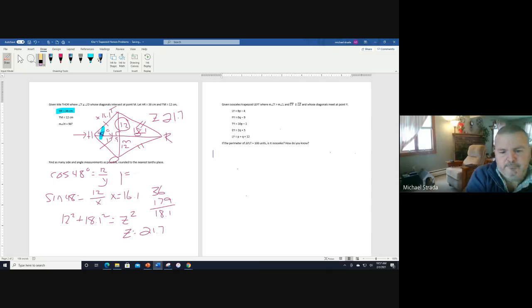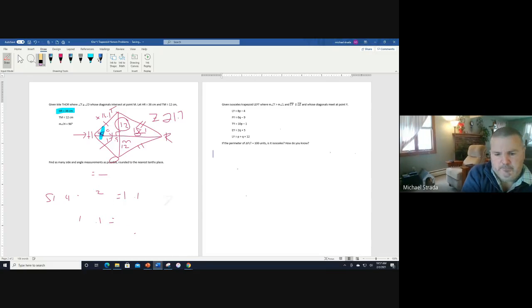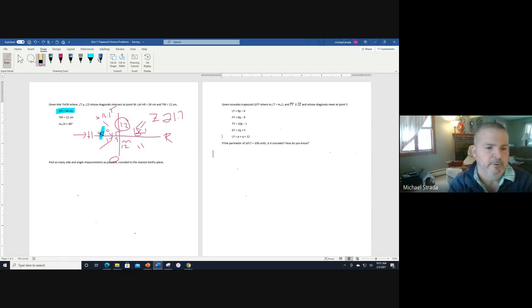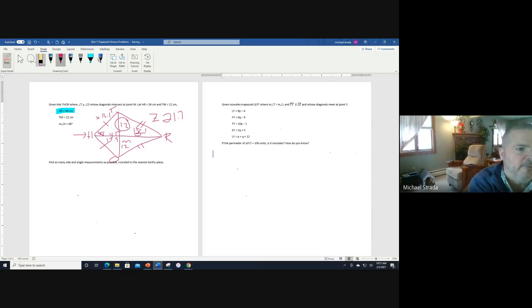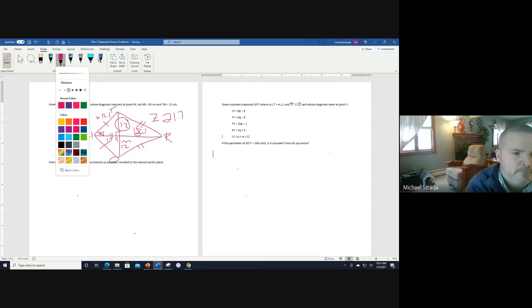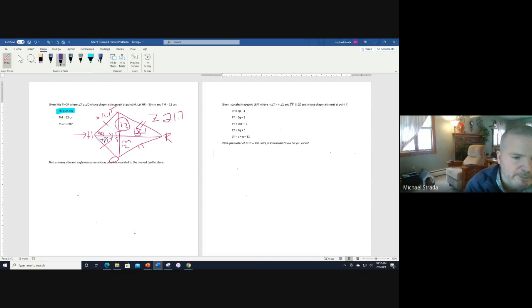Now we got to worry about the angles. Some of them we can get using properties of the kite, and some of them we'll go back to trig. So this is 48. That angle's bisected, so we know this one's also 48. A different color, so you know this is a different part. So that one's 48. Now, since we have a right angle, we know the angles on the outside are complementary. So those two angles are going to be 42 degrees.